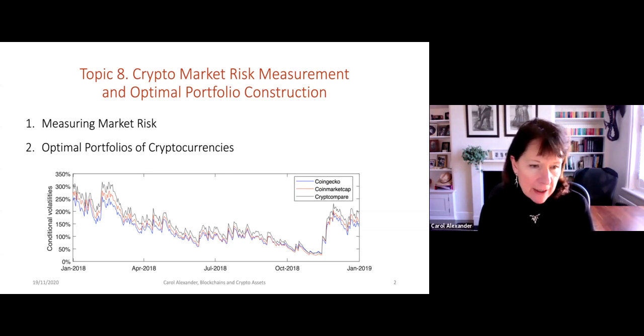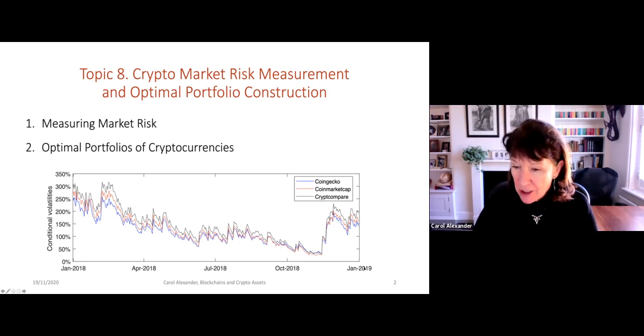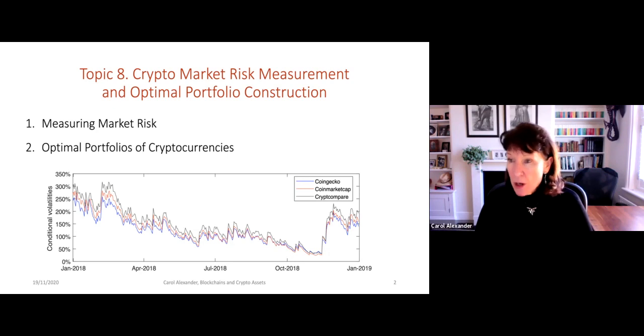There are three lines here. Each one represents a volatility. I'll explain what a volatility is later. What we can see is that on the whole, apart from this point here, where the data stops in January 2019 but in the end of 2018 there was an increase in volatility, volatility seems to be going down. These are broad market indices, a bit like the S&P 500, only for crypto assets. There's one with CoinGecko, one with CoinMarketCap, and one with CryptoCompare.